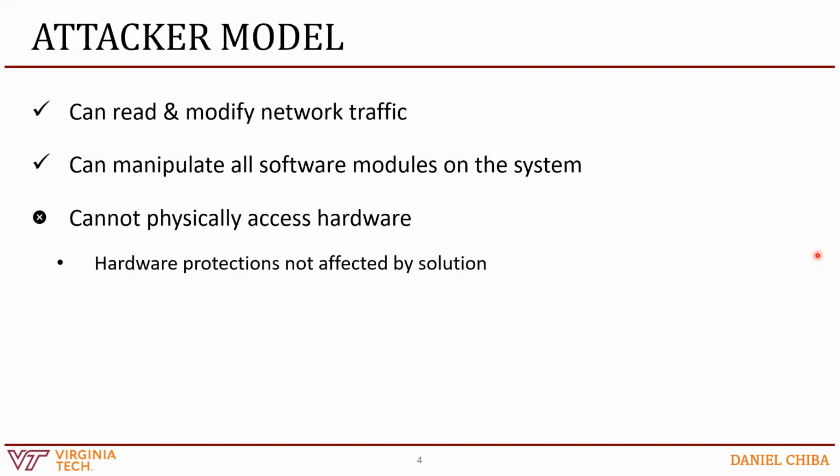All right, so since this is a security architecture, we need to know the attacker model. In this case, the attacker can read and modify network traffic, so it has control over the communication channel. It can manipulate all the software modules on the system itself, but cannot physically access the hardware. That being said, any hardware protection mechanisms that the software provider wants to deploy, they can deploy, and they are obviously encouraged to deploy because they don't affect SIA itself. These two things are independent.